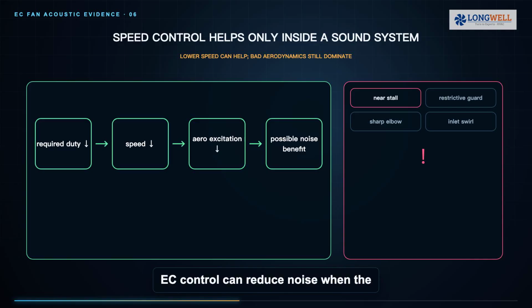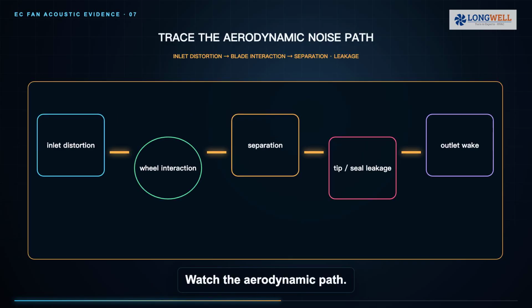EC control can reduce noise when the system actually needs less duty. Lower rotational speed often reduces aerodynamic excitation, and electronic commutation avoids some motor frequency mechanisms. But an EC motor cannot rescue a fan operating near stall, behind a restrictive guard, against a sharp elbow, or with severe inlet swirl. Watch the aerodynamic path.